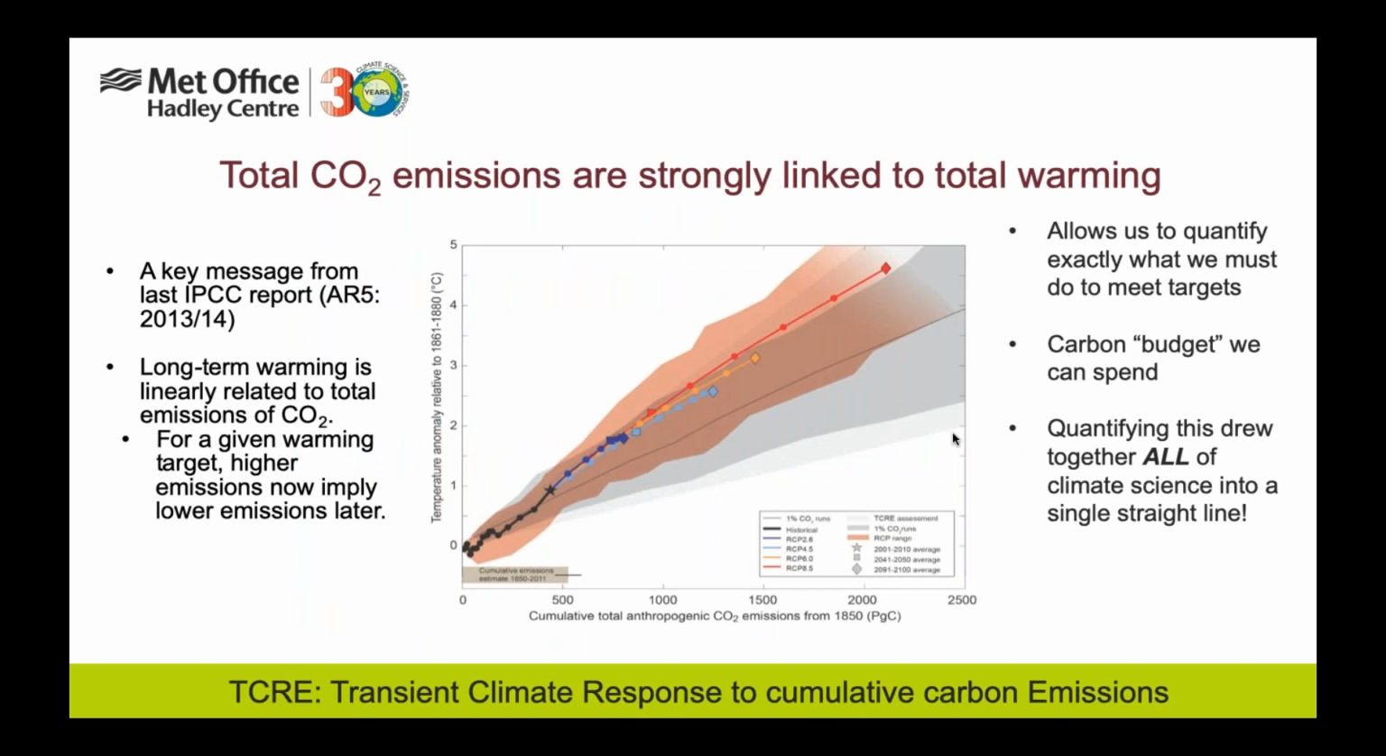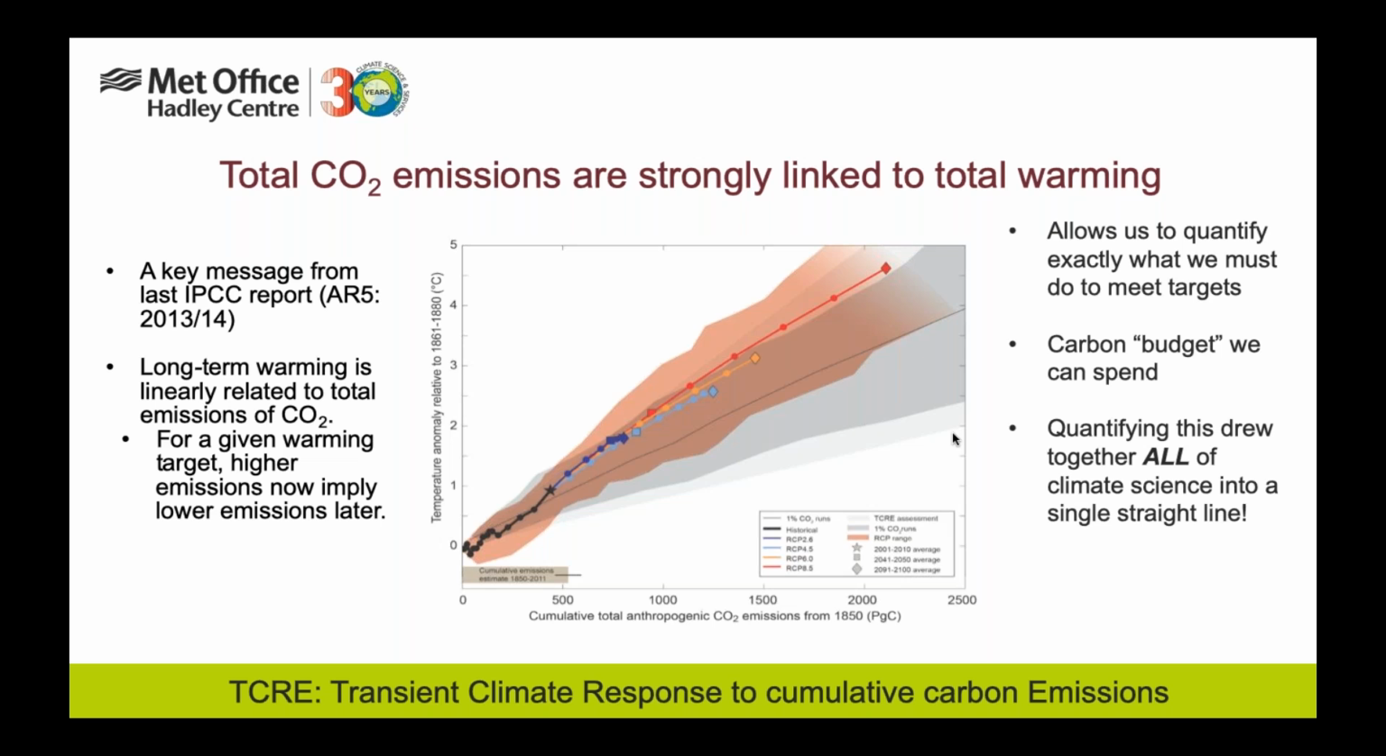So this is the motivating graphic, if you like, for a lot of carbon cycle research. It was one of the key messages from AR5, the last IPCC report, that the long-term warming is almost linearly related to the total amount of CO2 emission and much less dependent on the pathway of the emissions. So for a given warming target, we have a total carbon budget, and we can either emit more now and less later, or we can spread it out more in time. So it allows us to decouple some of the physical aspects of the problem from the socioeconomic ones.